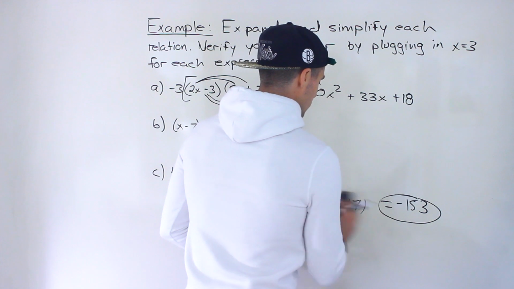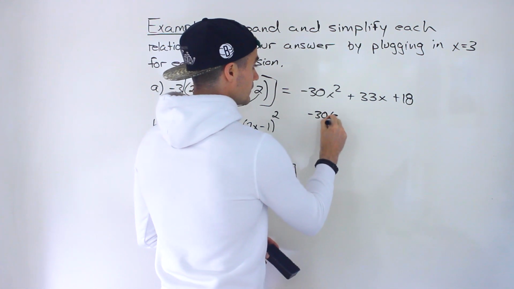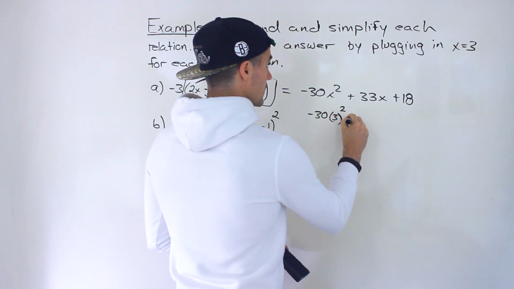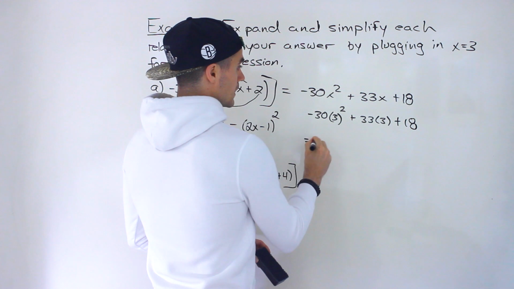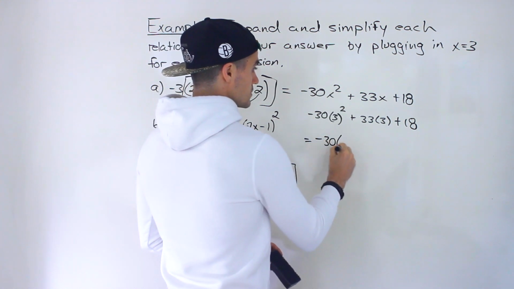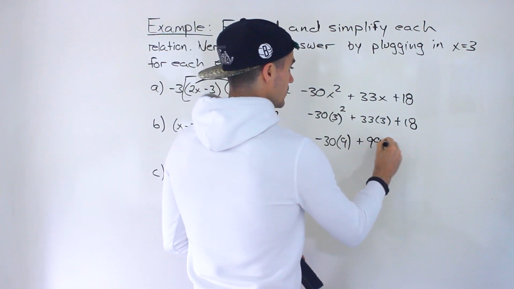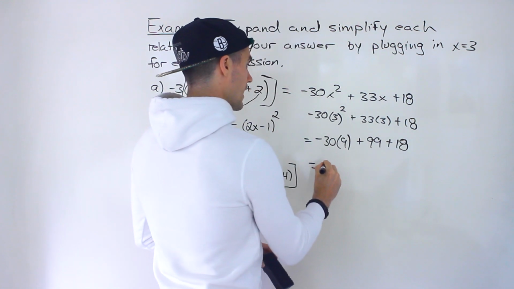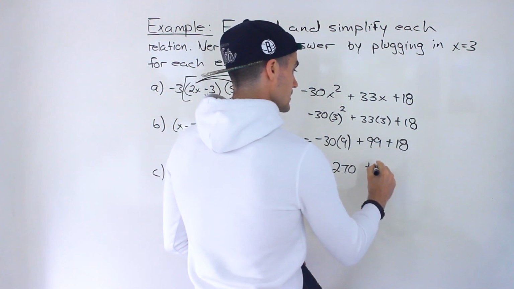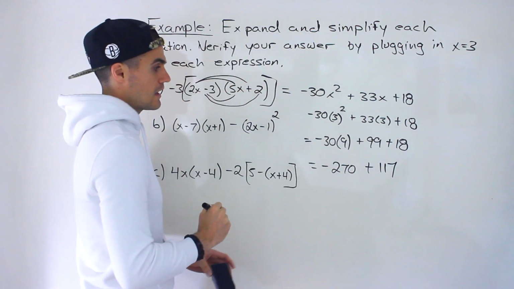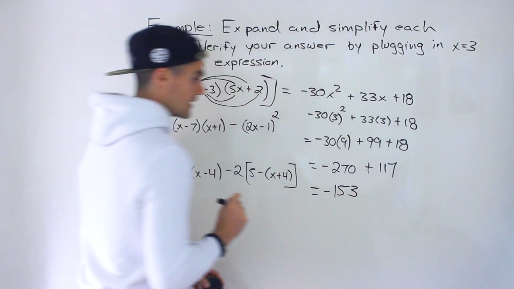Let's see what we get if we plug 3 into this expanded version that we got. So we've got negative 30 times 3 to the power 2 plus 33 times 3 plus 18, like that. So over here, we have to do the exponent first. So that would be 9. 3 to the power 2 is 9. And then we'll have 33 times 3, which gives us 99. Plus 18, and then we'll have negative 270 plus 99 plus 18, that would give us what, 117, like that, and then negative 270 plus 117 gives us negative 153 as well.